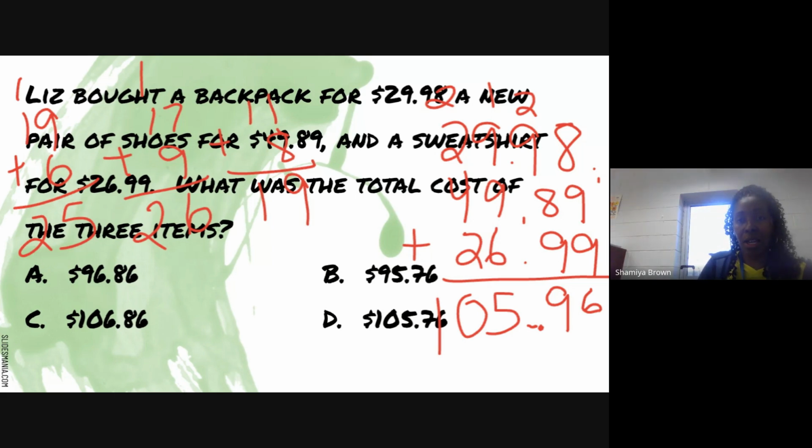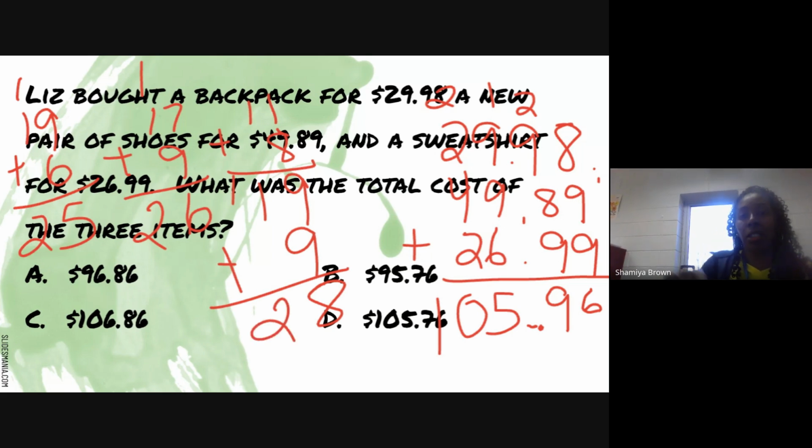Let me go back and add this column up. 8 plus 9 plus 9. So 8 plus 9 is 17. 17 plus 9 is 26. I put my 6, carried my 2. 2 plus 9. Oh, this is the last one. Is 11. 11 plus 8 gave me 19. Oh, and then I forgot to add my other 9. Oh, wow. Found my mistake. 9 plus 9 is 18. 8 carry my 1. That would have been a 2 right there. No, it would not be a 2. Okay, I'm going to have to start that one over.